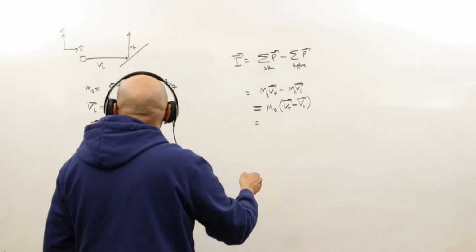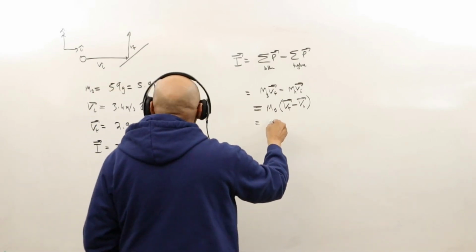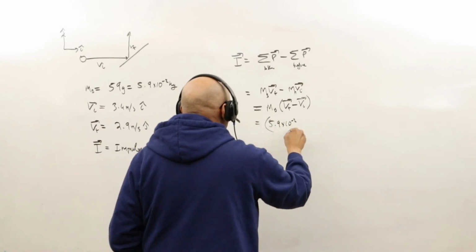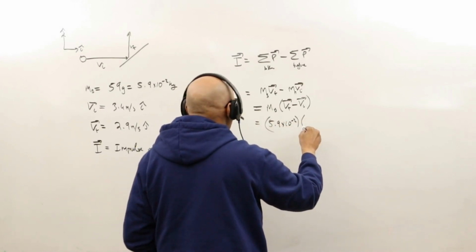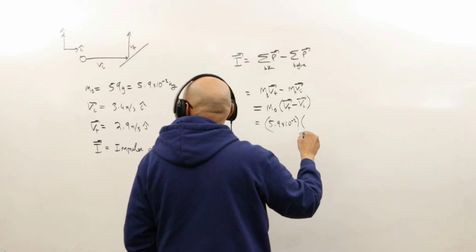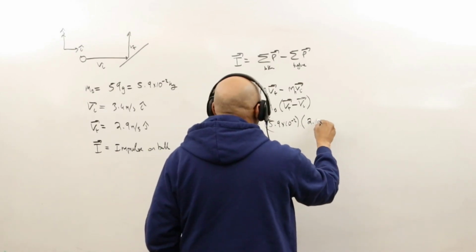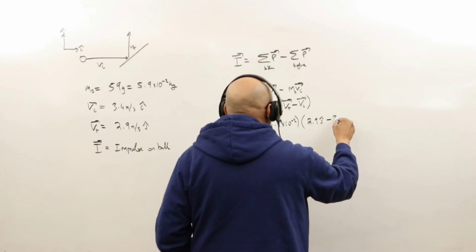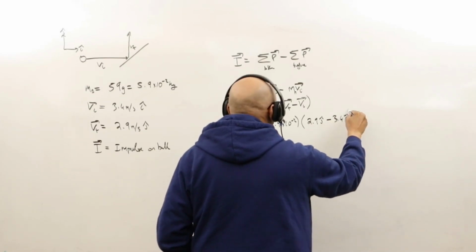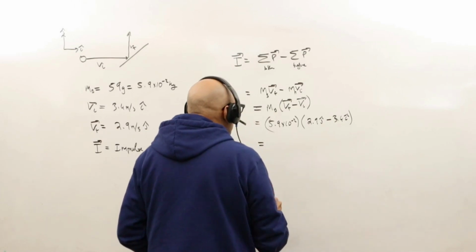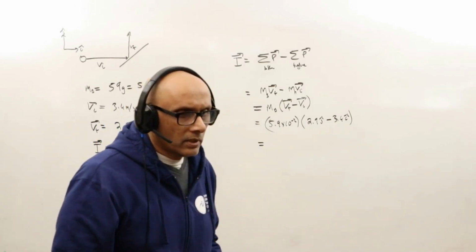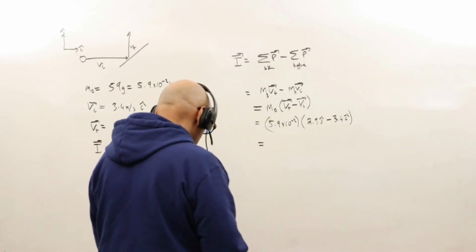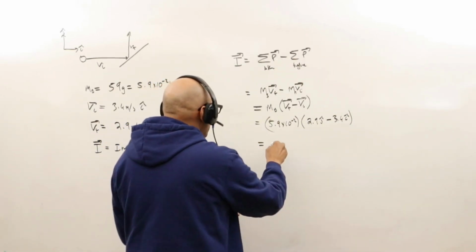So we can plug in numbers. It's 59 grams, so it's 5.9 times 10 to the minus 2 kilograms. Standard units, kilogram meters per second. The final is 2.9 j minus 3.4 i hat. And we can just bring out a calculator. So let's do the i hat first.